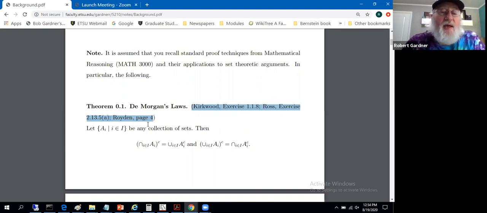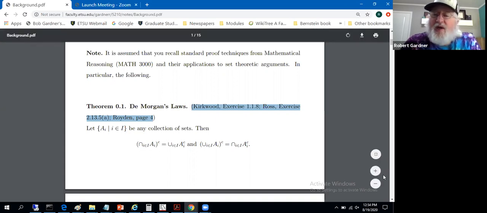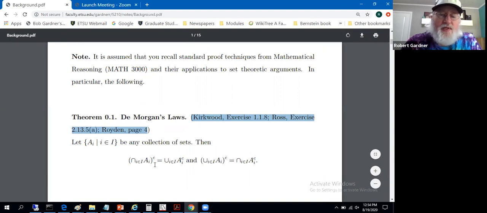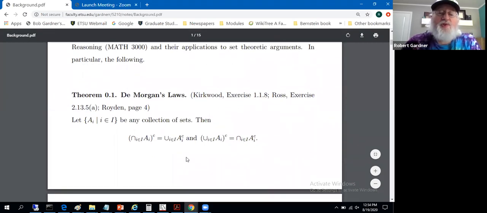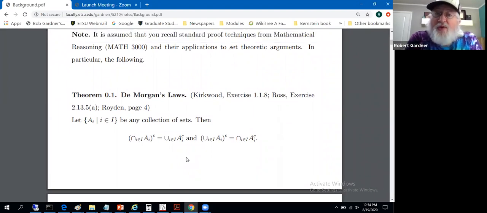De Morgan's laws say, if we have a collection of sets, A sub i, indexed by indexing set capital I, then the complement of the intersection of all those A sub i's, using a little superscript c to indicate complement, is the union of the complements, and the complement of the union is the intersection of the complements. So, standard argument, the proof of which would follow just by the definition of union, intersection, and complement.